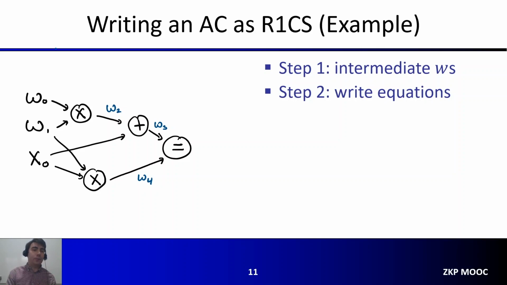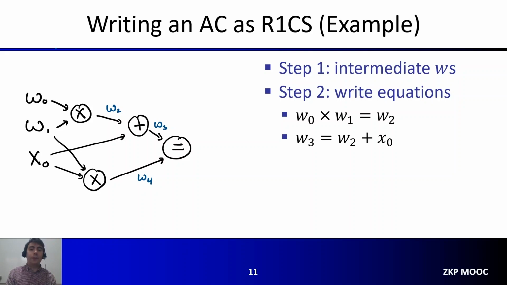Our first constraint is going to be for the upper multiplication, and that constraint is just W0 times W1 equals W2. So in general, for any multiplication, you can write down a constraint of this form. The first input times the second input equals the third input, and that constraint is rank 1 because it's only a single multiplication. Now let's do the addition.